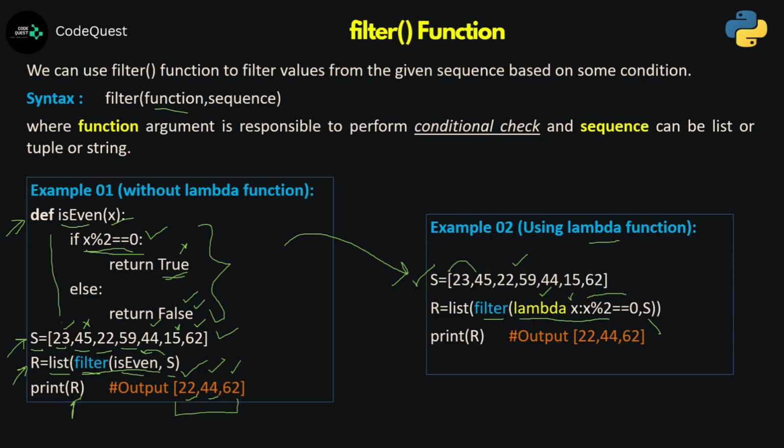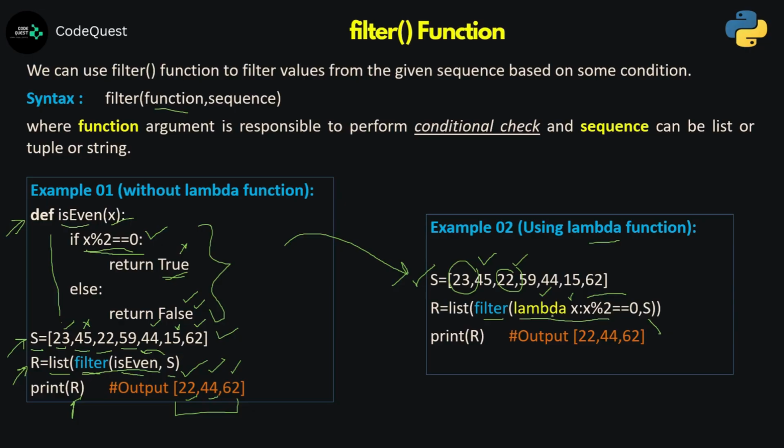Now each element of this list, starting with 23, is being taken. So now the lambda function is going to work on 23. I mean x is becoming 23 for the first time. So 23 % 2 == 0, this condition fails. Hence the lambda function is not going to return anything. Similarly for 45 also this condition fails, so the lambda function will not return anything. But for 22 it is going to be satisfied. Hence 22 is returned out of this lambda function.